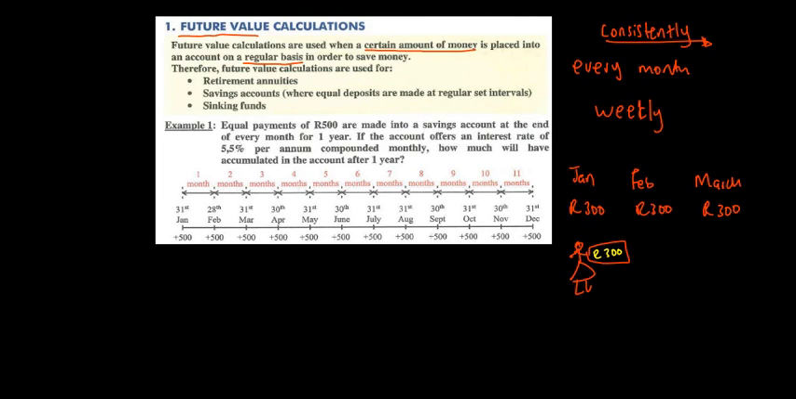So the future value calculations are going to be for retirement annuities. It's also called future value annuity, by the way. What is an annuity? Annuity has to do with regular basis. We are talking about money that is either deposited on a regular basis or money that is being removed on a regular basis. That's an annuity.